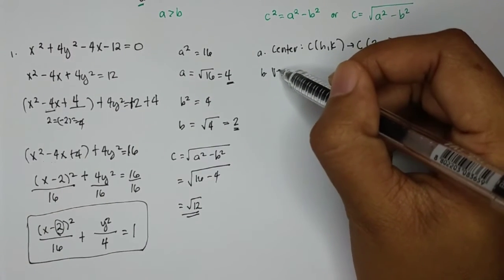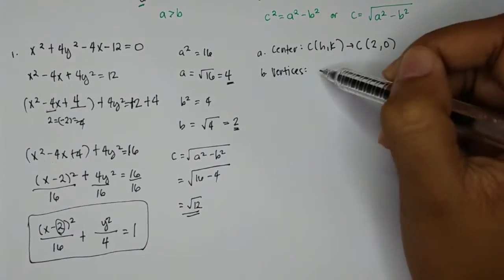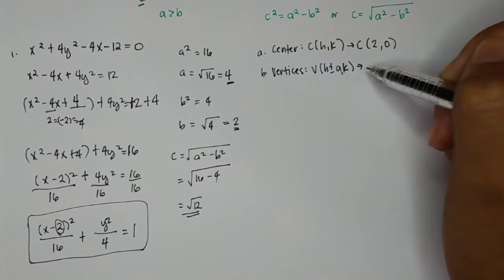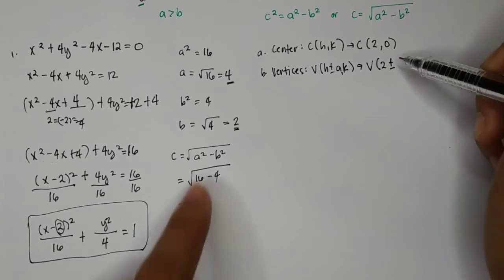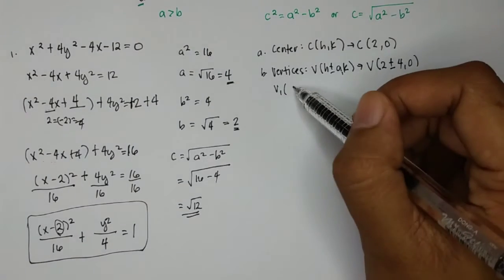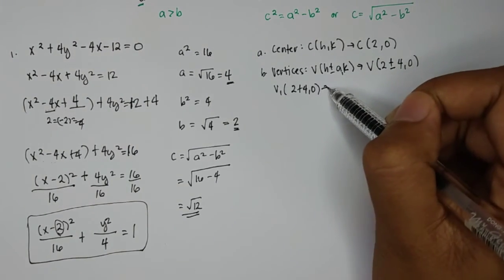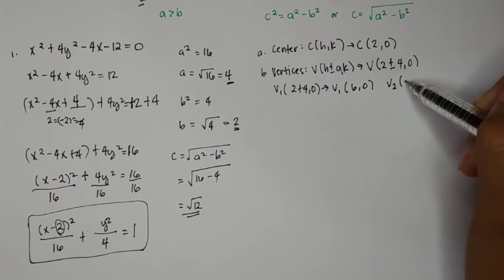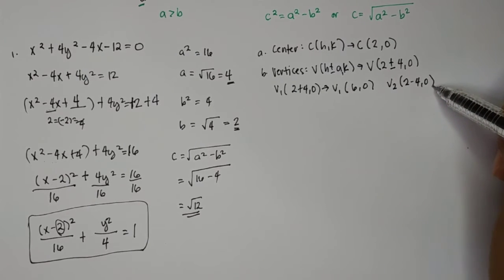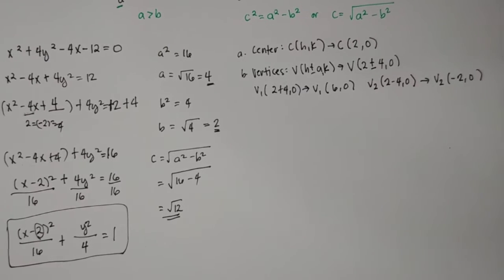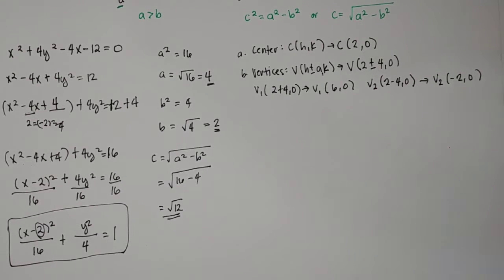Proceed tayo with our vertices. So, yung vertices natin, that is V. We have (h plus minus a, k). So, this will be now, V natin is 2 plus minus, ano yung a natin? We have 4, comma, 0. So, yung V1 natin, that is 2 plus 4, comma, 0. So, we have here, V1 is (6, 0). So, yung V2 naman natin, we have V2 is 2 minus 4, comma, 0. So, we have here 2 minus 4, that is negative 2, 0. So, yan yung magiging V1 natin, or yung first vertex natin and your second vertex natin.